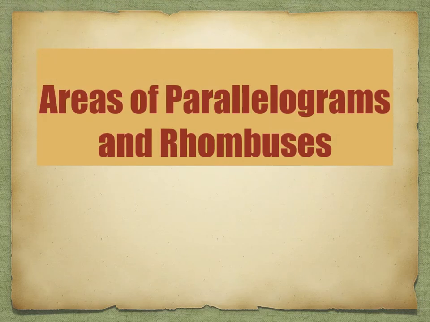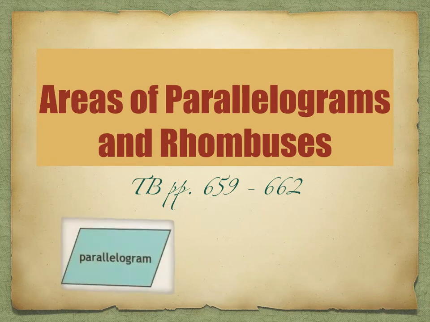Good day, everyone. Our lesson for today is about areas of parallelograms and rhombuses, textbook pages 659 until 662. Let us first define some important terms in this lesson. We have the area. Area is the space occupied by a figure, and parallelograms and rhombuses are quadrilaterals that have two pairs of parallel sides. So this lesson is mainly about finding the space occupied by parallelograms and rhombuses.